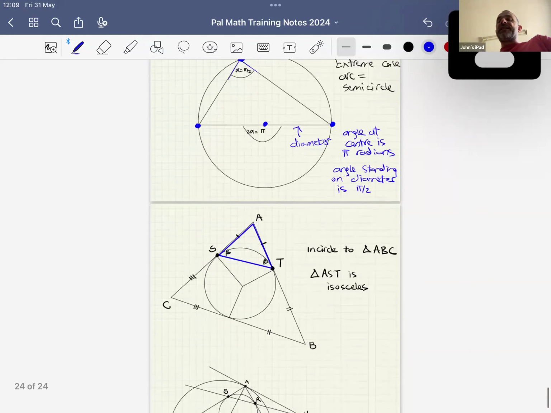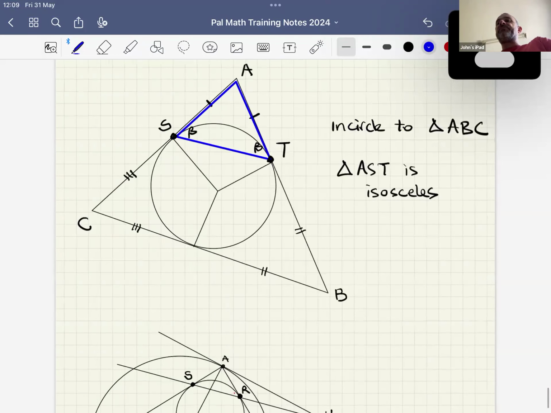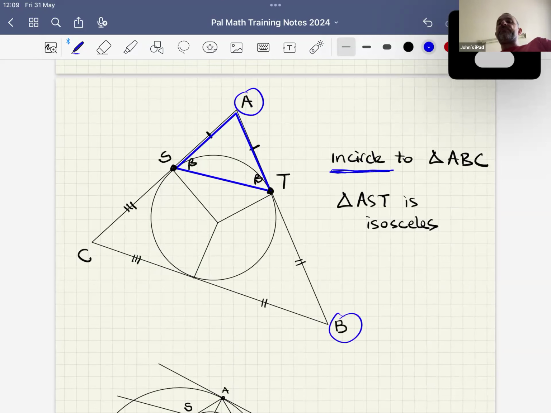Okay, so the second thing I want to point out is about the in-circle. So how do you construct the in-circle? So I've got a triangle here, ABC. And so how do I construct the in-circle? Well, I have to construct the in-center, which is the center of the in-circle.